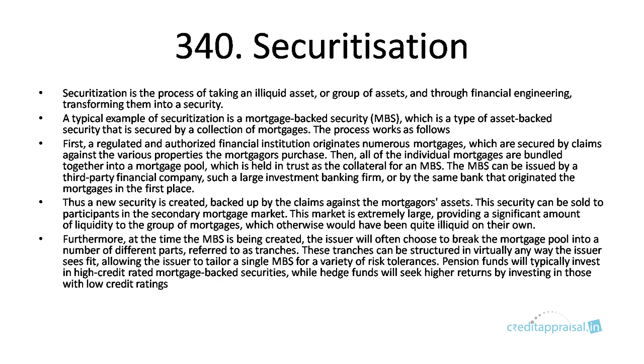So we have these 100 housing loans. We are pooling them and creating one single security called MBS, that is mortgage-backed security. This security is backed by the security of these 100 housing loans. This new security MBS can be issued to a third party financial company, like an investment bank, or it can be held by the same bank that originated the mortgages. As I said, this is backed by the claims against the mortgage assets. So this is a secured asset, and this security can be sold to participants in the secondary mortgage market.